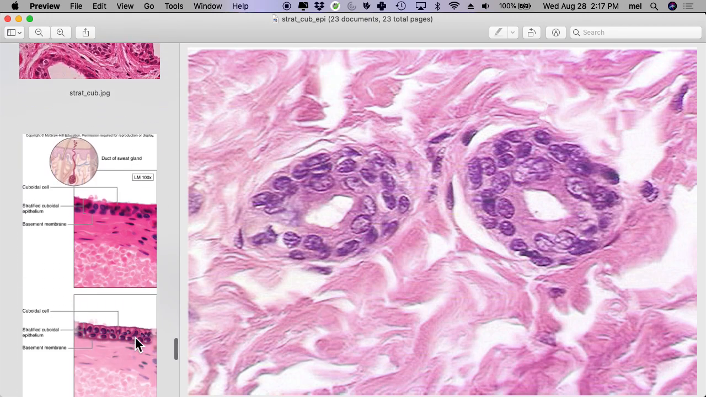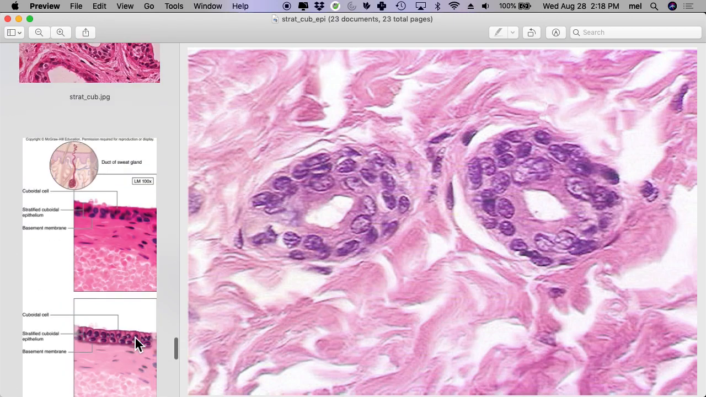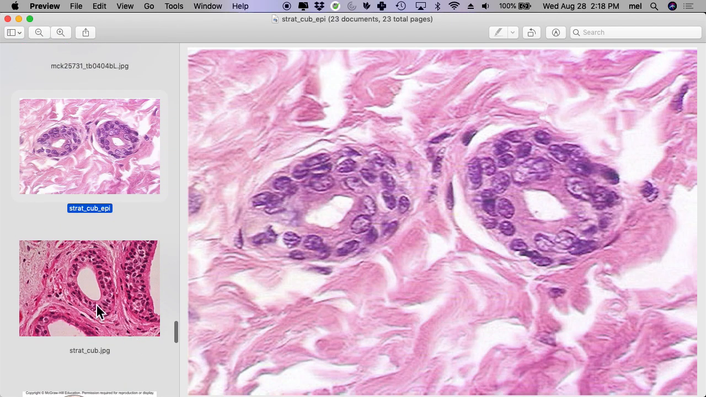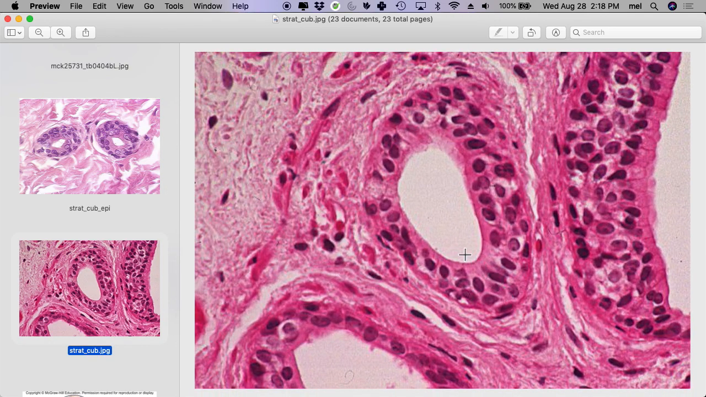So let's do just one more. This one's a little harder. Can you tell if you look right here? That one's stratified cuboidal epithelium as well, right? And stratified columnar, I'll show you guys next time. It's not very common. It really primarily exists in the distal third of the male urethra, not the female urethra.